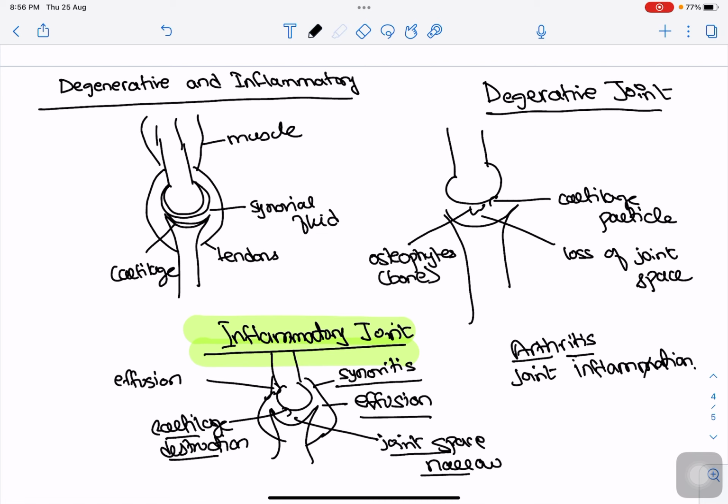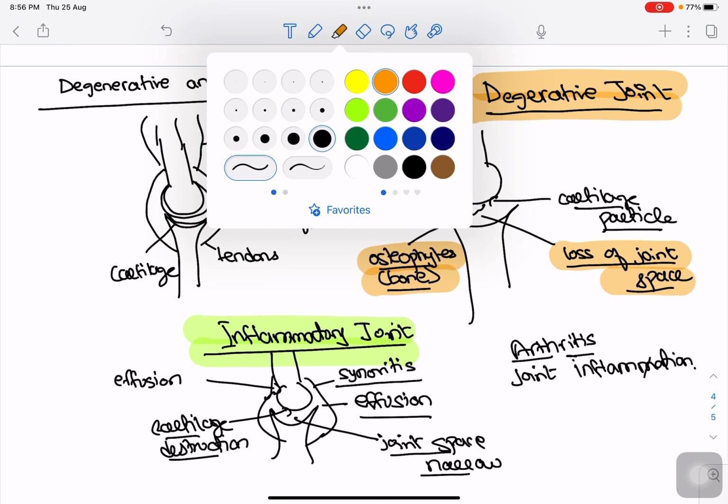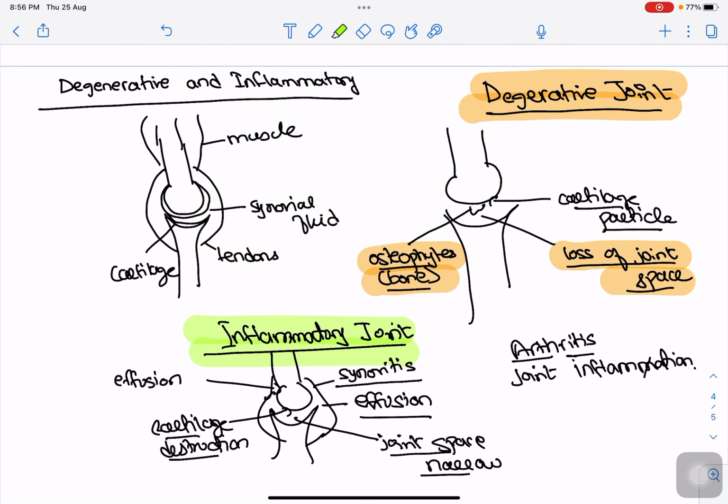Likewise, if you follow up with a degenerative joint, you could see that a degenerative joint would have cartilage particles, that means destruction of the cartilage, along with loss of joint space and osteophyte formation. The only things that you may remarkably say in a degenerative joint are osteophyte formation and loss of joint space. Whereas in the inflammatory joint, you would find joint space narrowing, but not loss of joint space. Along with that, you would also find synovitis and effusion.